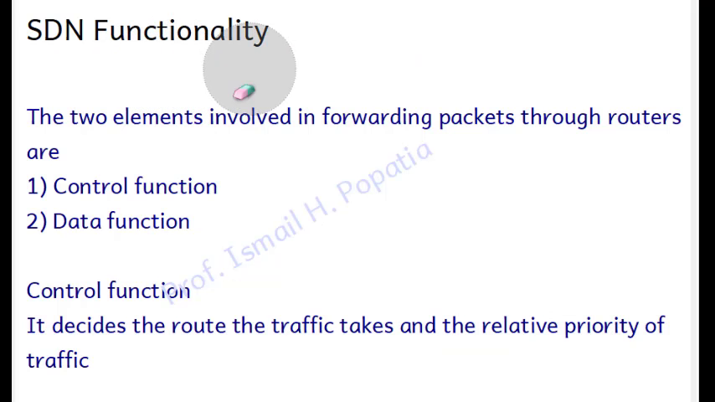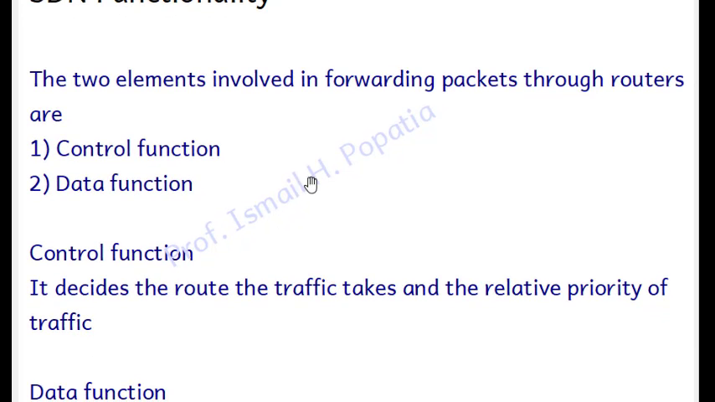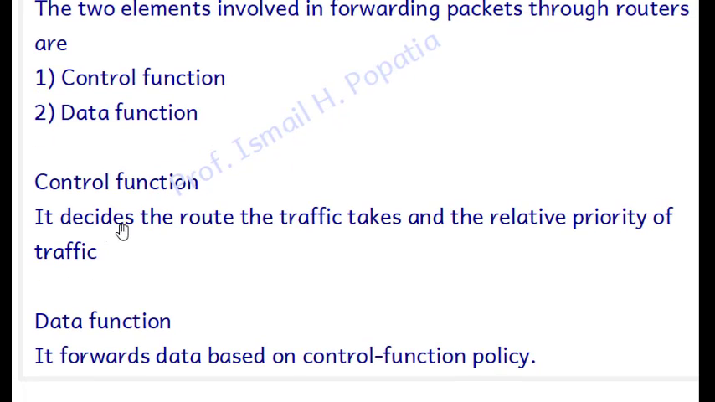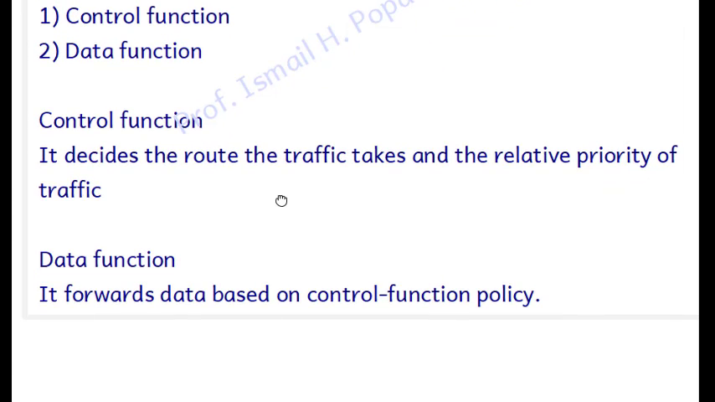Now the functionality, as we have seen. In case of SDN, there are two elements. One is the control function, the other is the data function. The control function decides the route the traffic takes and the relative priority of the traffic. So all the decisions are made at the control plane, and the data plane just forwards the data based on whatever the control functional policy is made at the control plane.